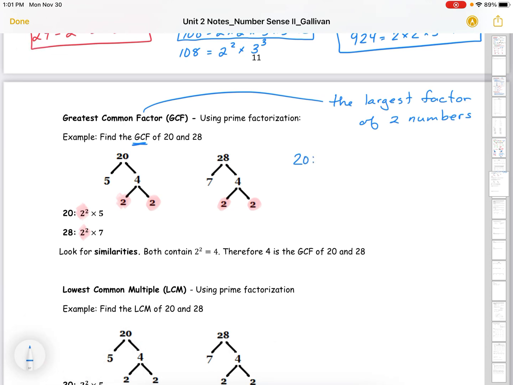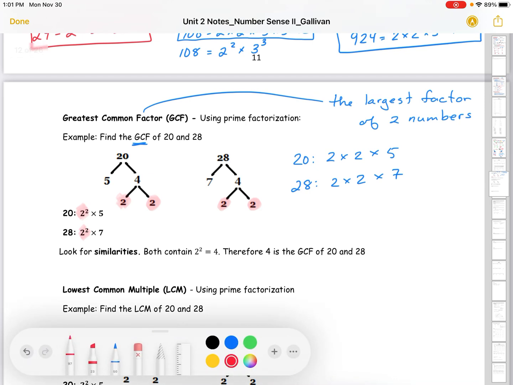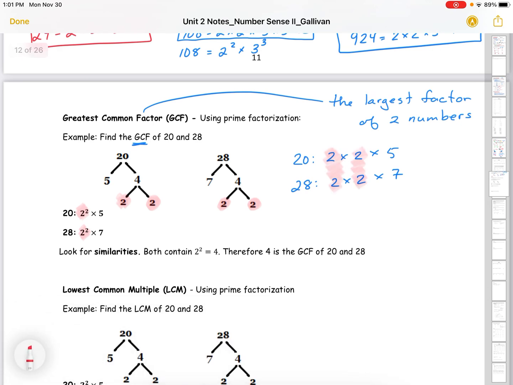I can also write them out expanded. So 20 is 2 times 2 times 5, and 28 is 2 times 2 times 7. The ones that are the same will produce my GCF. Okay, so these are the same and these are the same. So from this, I will get a GCF is equal to 2 times 2, which is equal to 4. So 4 is the largest number that goes into both of them. Okay, so 4 is my GCF.